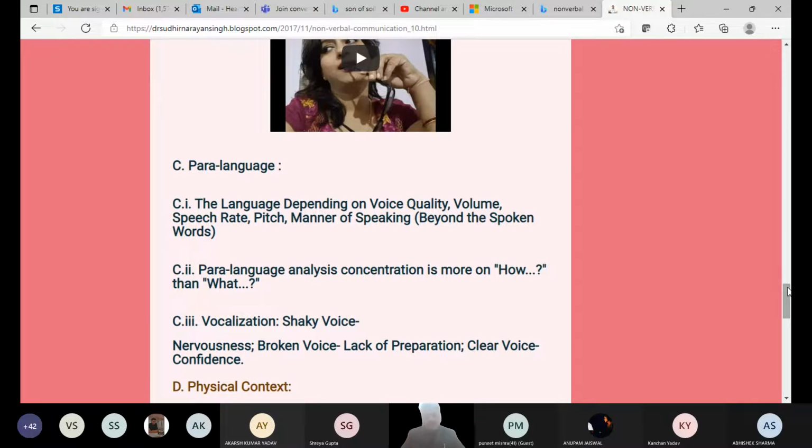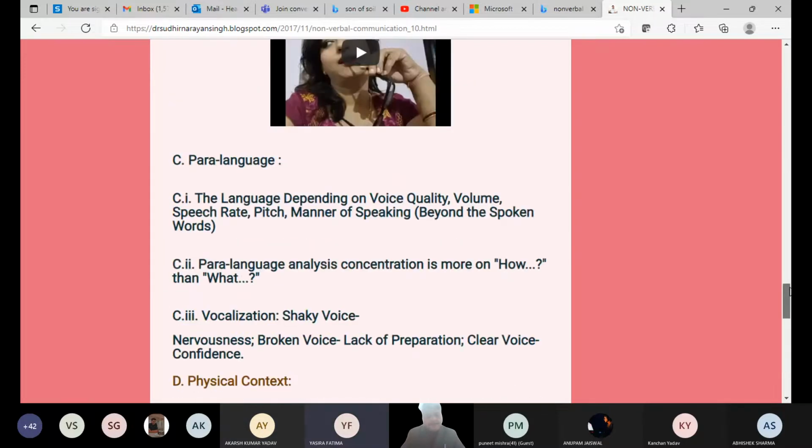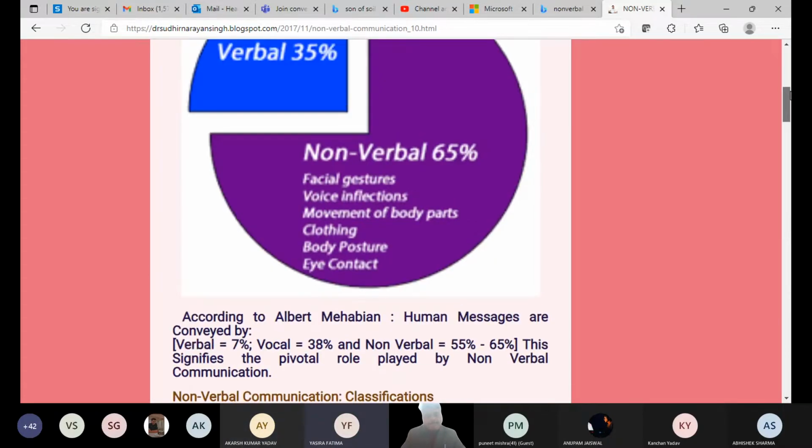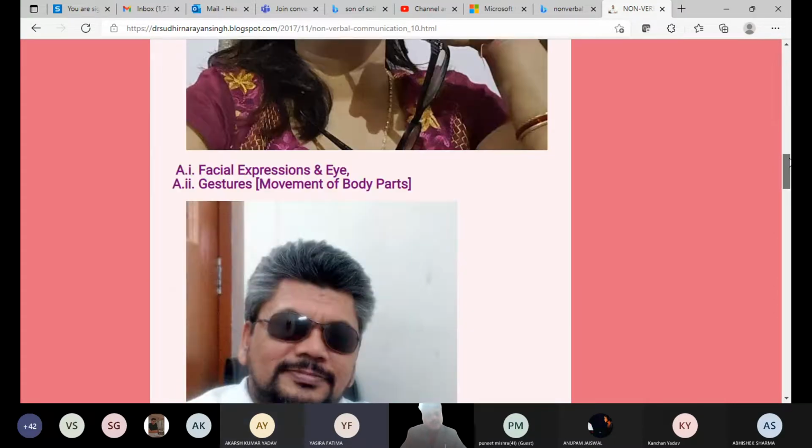Yes please. Yes, beta. Sir, there is also a language called haptics. Haptics also comes in paralanguage because paralanguage mainly comes from the languages of animals.